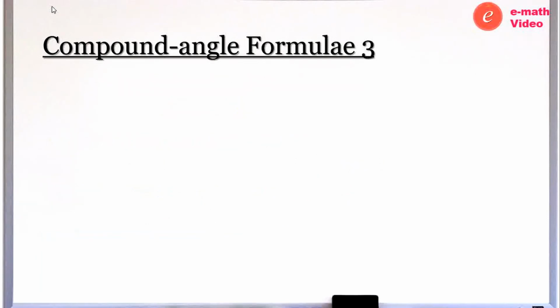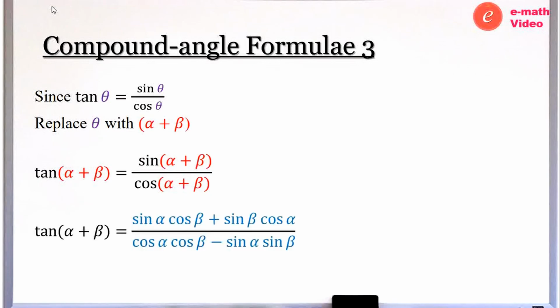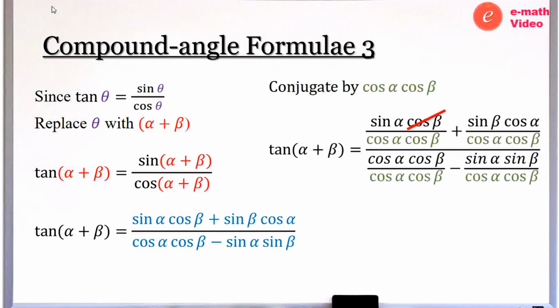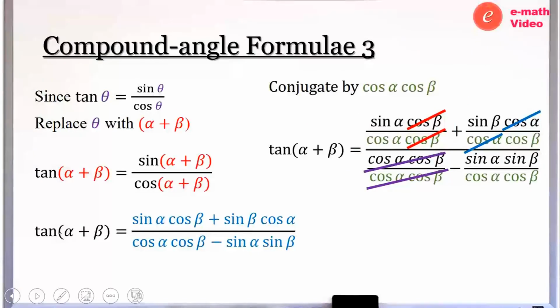Finally, we are here. After first two formula, this will be so much easier. We know that tangent theta equals to sine theta over cos theta. For now, we change theta to alpha plus beta, which is this, and do this, so that we can cut. This part obviously is tangent alpha, right? And this part is tangent beta. This is just 1, and this is tangent alpha, tangent beta. Finally, we got the formula.